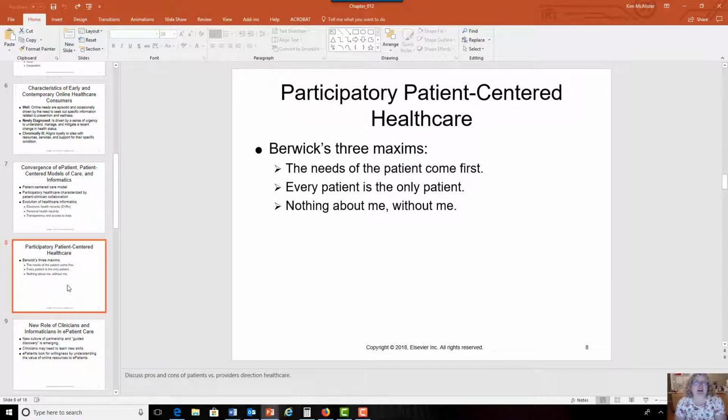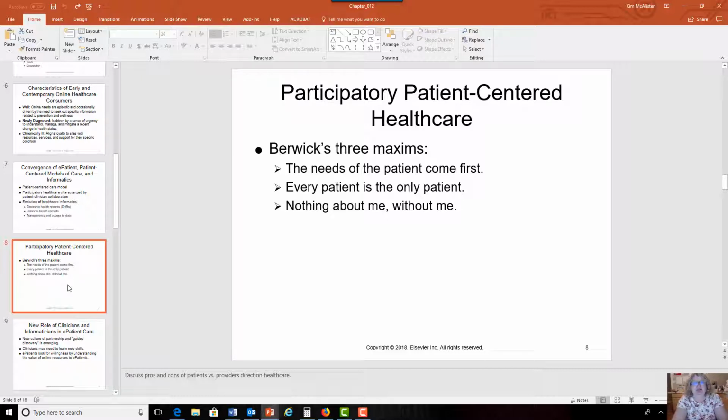Donald Berwick is the former director of CMS, the Centers for Medicare and Medicaid Services, and he said that participatory patient care had three maxims. First of all, the need of the patient comes first. Every patient is the only patient, and then we make no decisions about the patient without the patient. That's what "nothing about me without me" means.